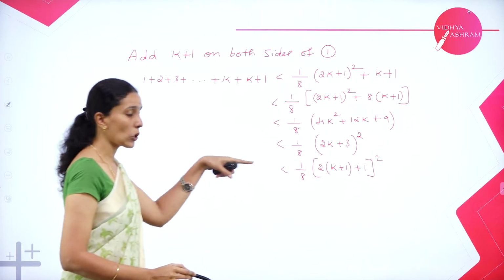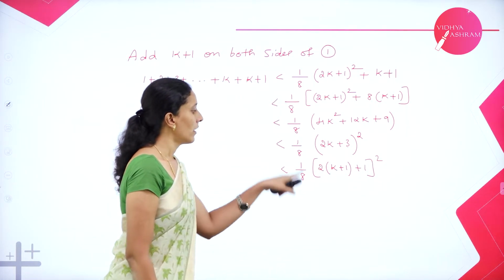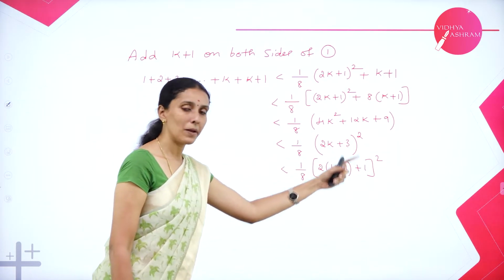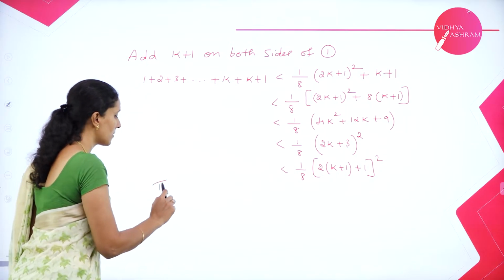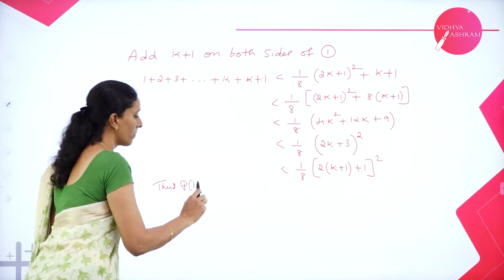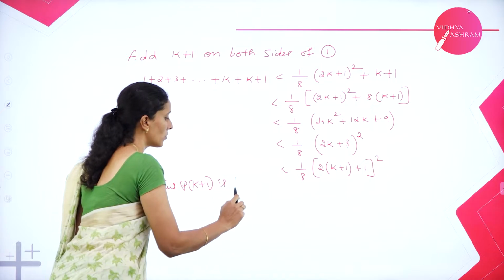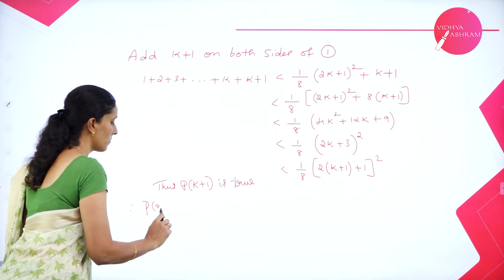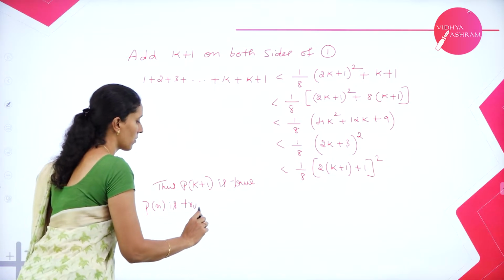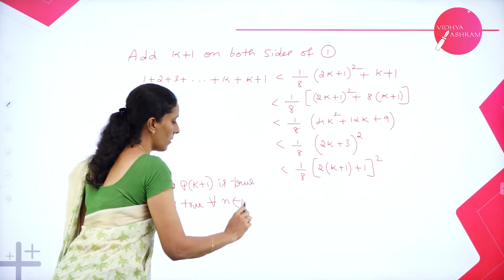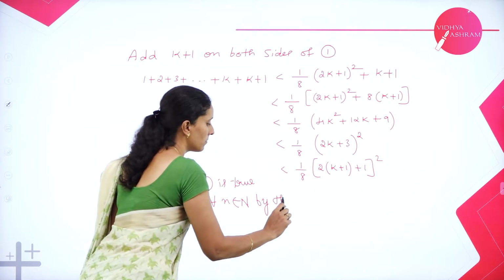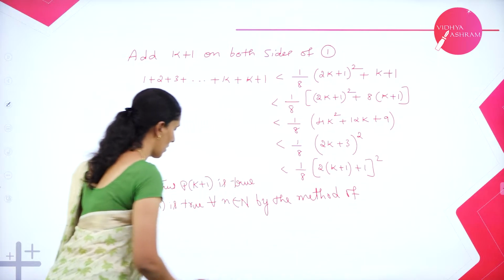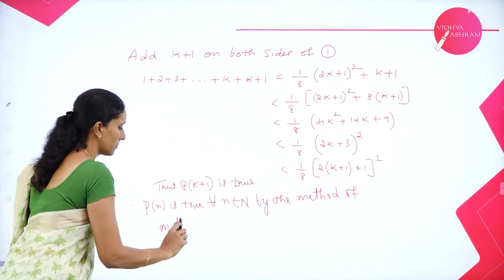Therefore the result is also true for this 1/8 (2(k + 1) + 1) whole squared. It is of the form (2n + 1) whole squared. So thus P(k + 1) is true. Therefore P(n) is true for all n belonging to N by the method of mathematical induction.